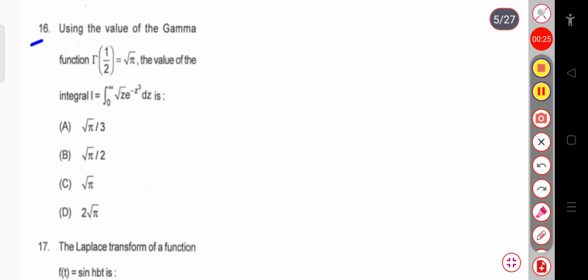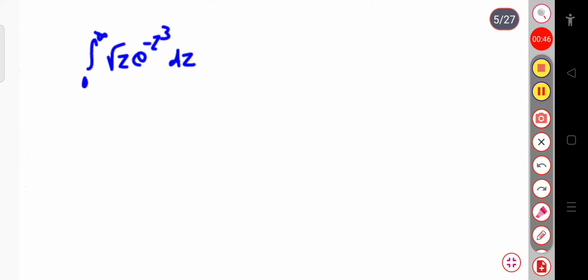Using the value of the gamma function, that is gamma of half equal to root over pi, find the value of the integral I equal to integration over 0 to infinite root over z exponential minus z cube into dz. So you have to calculate this value. First of all, while you are calculating, you know gamma of z is equal to integration over 0 to infinite exponential minus t, t power z minus 1 into dt.